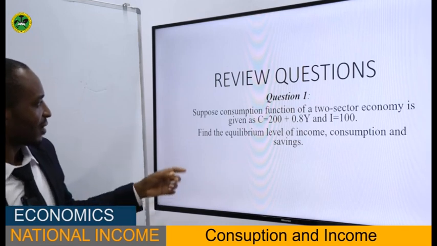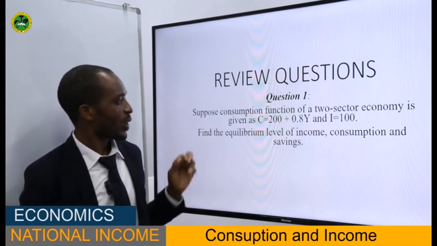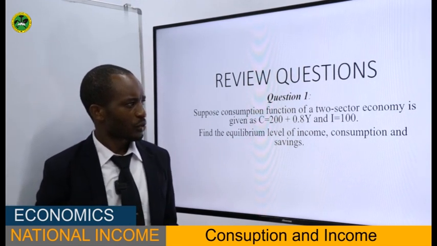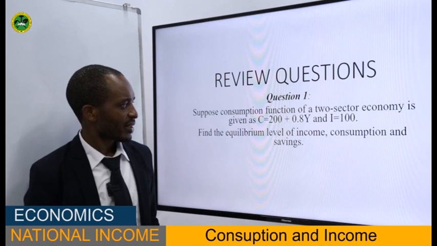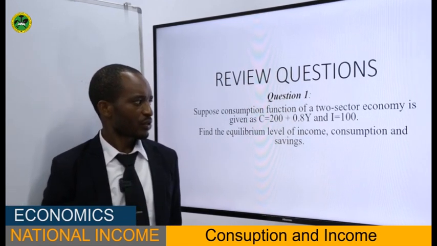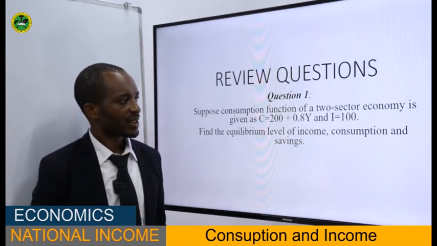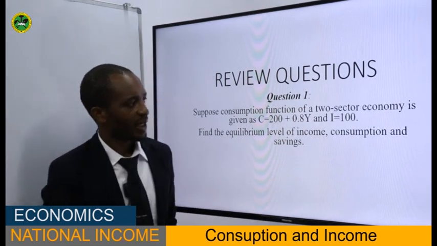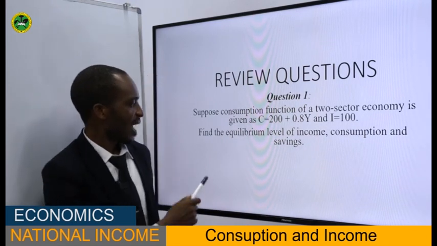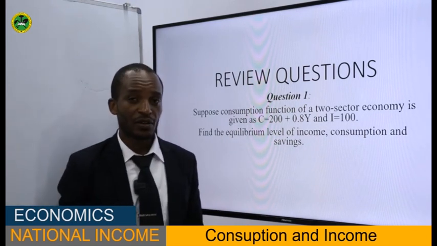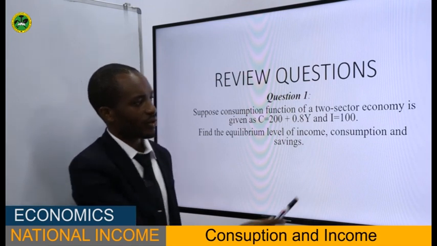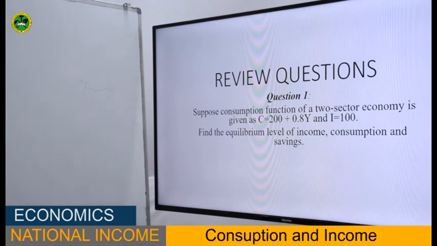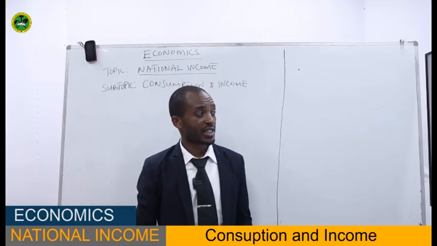Let us consider the following question. We are given that suppose the consumption function of a two-sector economy is given such that consumption C is equal to 200 plus 0.8y, and investment, which is I, equals 100. Now find the equilibrium level of national income, consumption, and saving. Okay, now let us see how we can solve these problems.